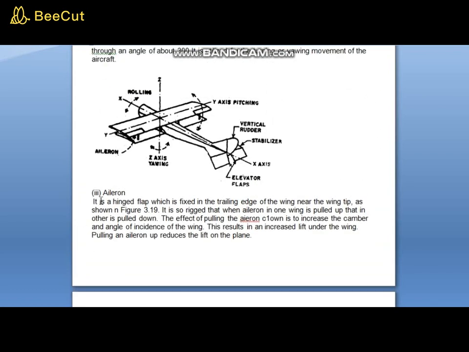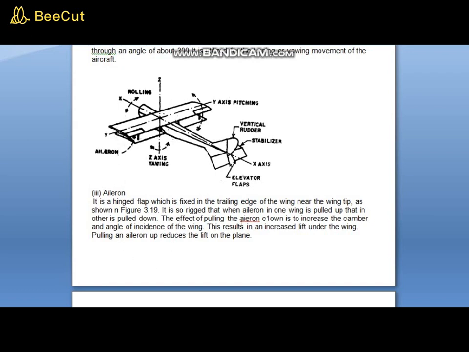Next we have, finally, aileron. Ailerons are towards the wing side. Aileron is at the wings. It is a hinged flap which is fixed in the trailing edge of the wing near the wing tip, as shown in the figure. It is associated with wings.